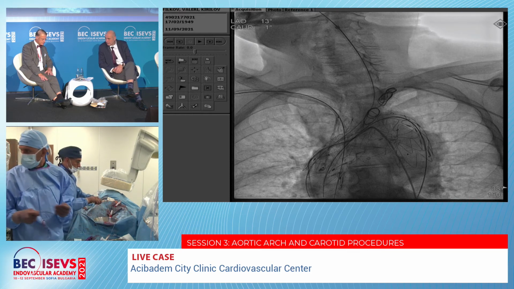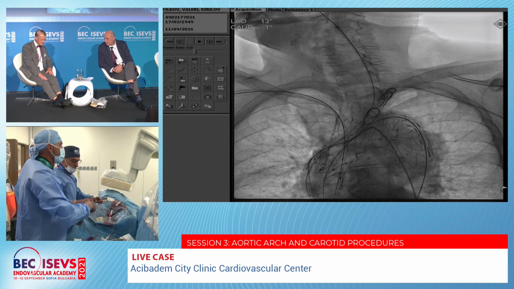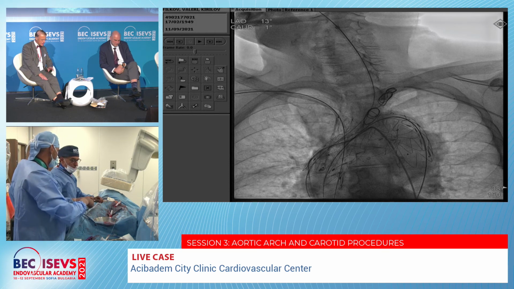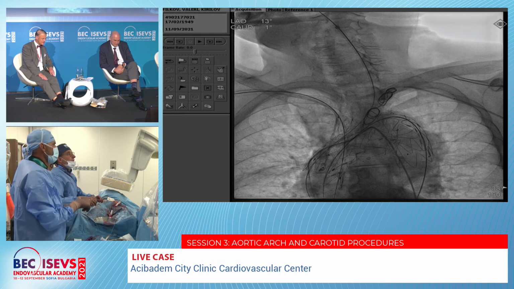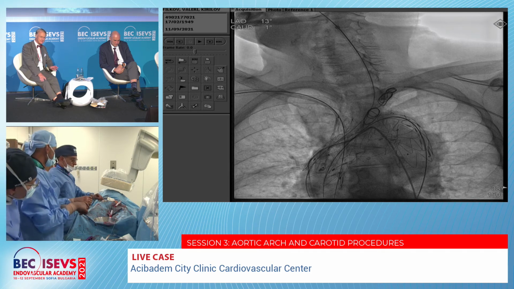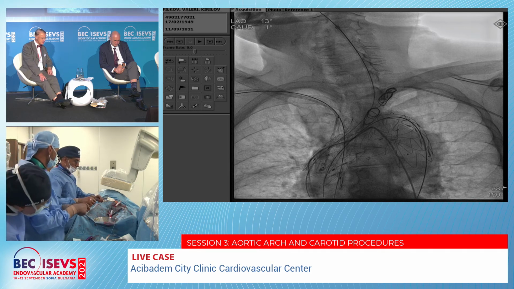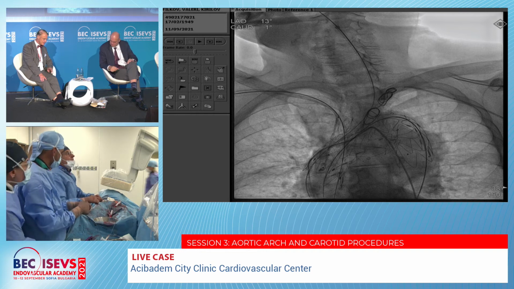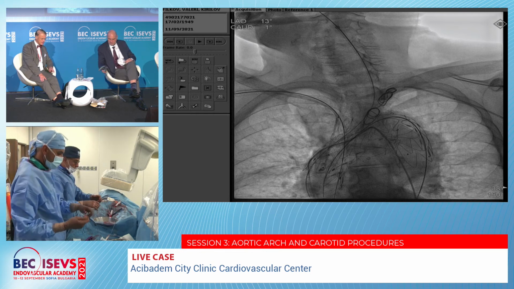So one part of the coil is close to the aneurysm or already in the aneurysm sac, and the other one is at the level of the origin of the vertebral artery and thyroid trunk.